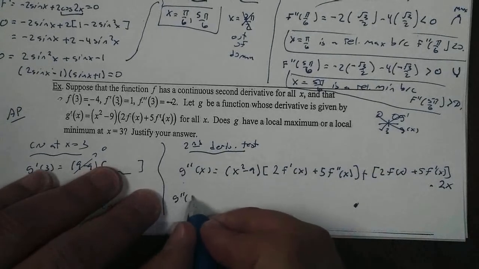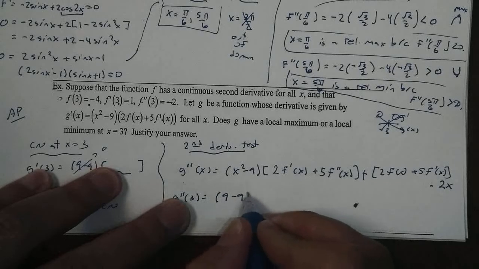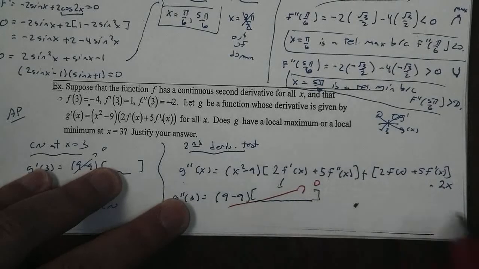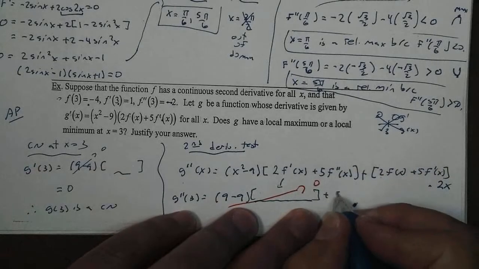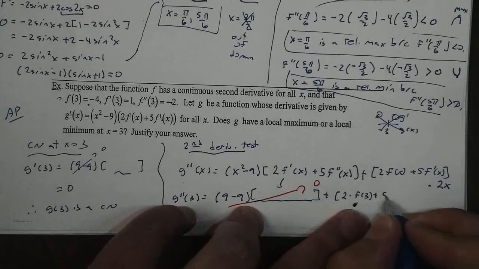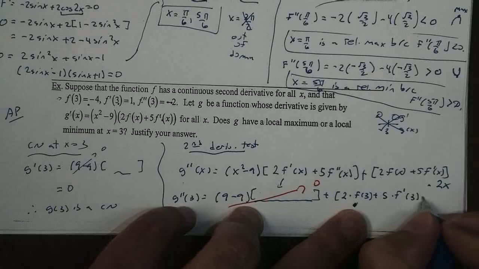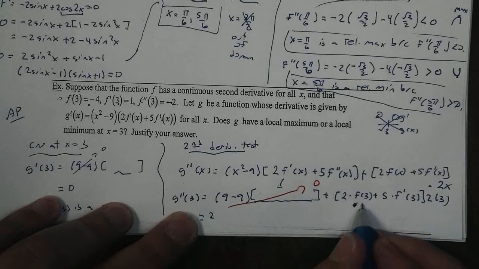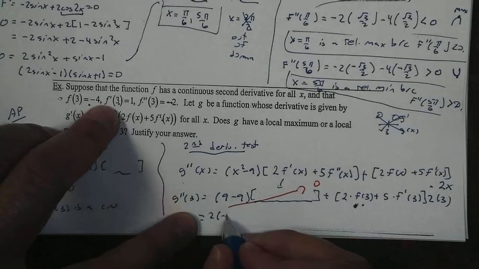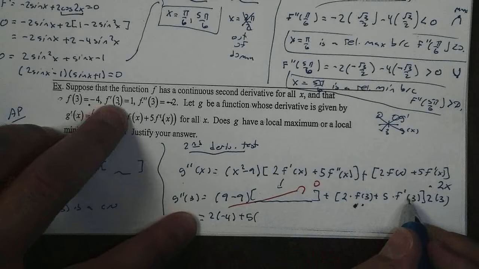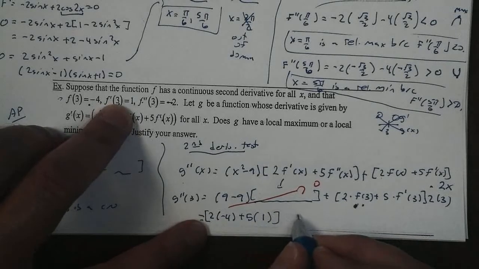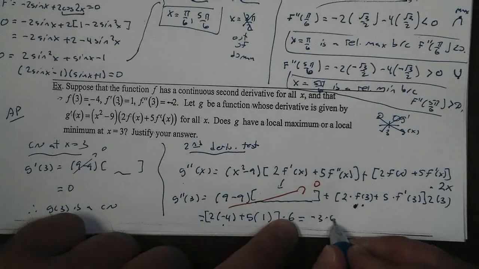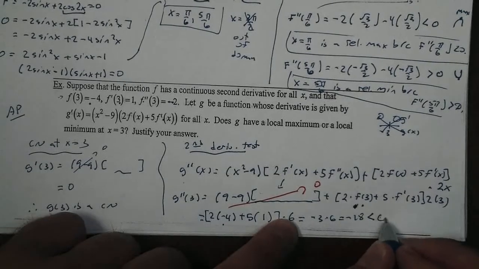And now we want to find the second derivative at 3. If I plug this in, this becomes 9 minus 9. And again, none of this really matters because all of this just becomes 0. So we're really only interested in this part: 2 times f of 3 plus 5 times f prime of 3, times 2 times 3. I just plug all that in. 2 f of 3, we're told, is -4, plus 5 f prime of 3, which is 1, and we multiply that by 6, 2 times 3. If we do the math, this becomes -8 plus 5, so I get -3 times 6, which is -18. Now notice my second derivative is less than 0.